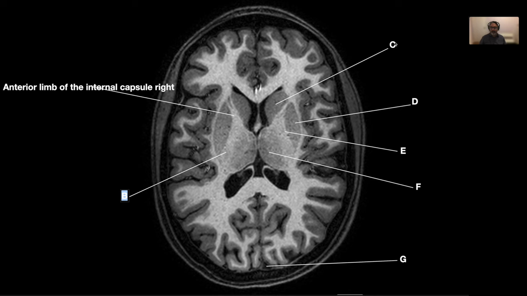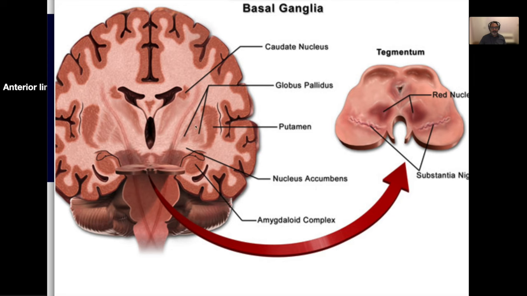No, C is the caudate nucleus, correct. Correct. E is not very well seen. It's like this area. That's it. I wish you could see it more clearly, but it is right next to the internal capsule, but it just can't be seen properly. I'll answer it anyway. It's the globus pallidus. I knew this would give us a bit of trouble because we can't see it very clearly. Where's the globus pallidus? That's the globus pallidus.